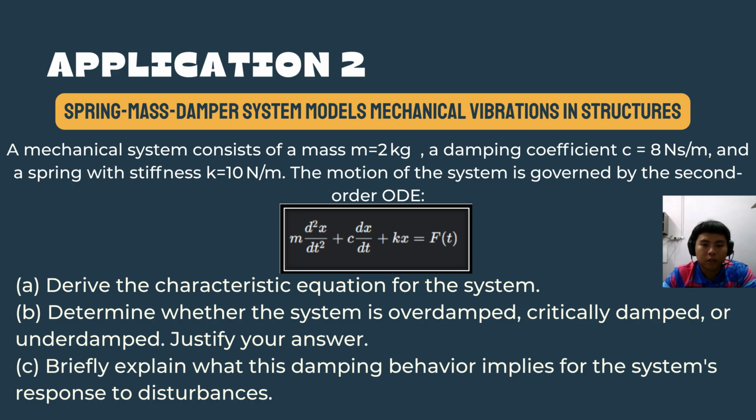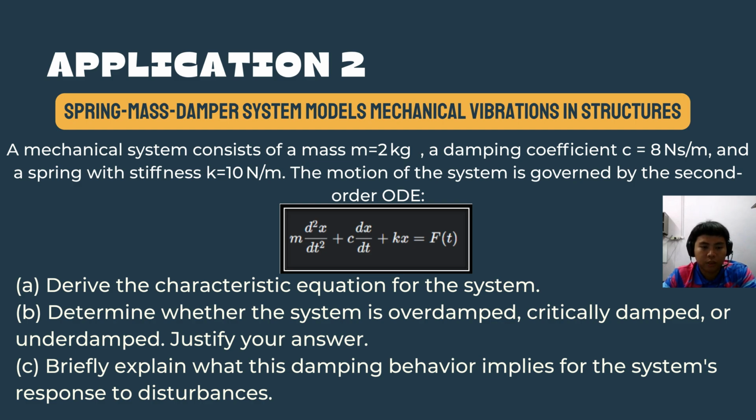The motion of the system is governed by the second order ODE. So here is the formula that we are going to use, which is m d²x/dt² plus c dx/dt plus kx equals f(t). So the first question for this is: derive the characteristic equation for the system.